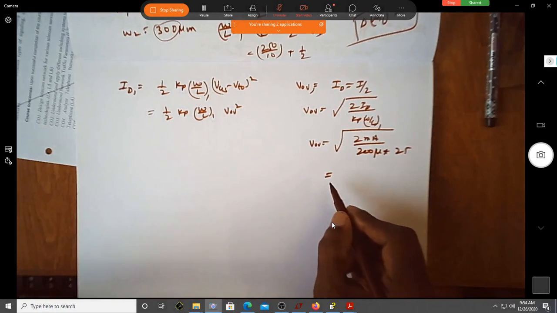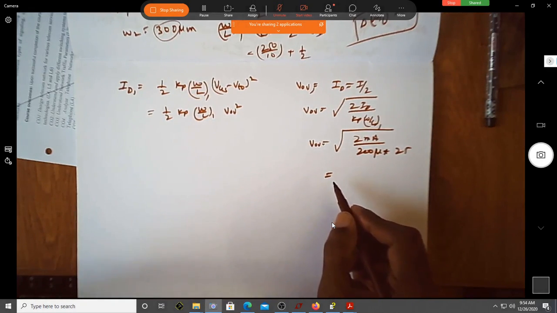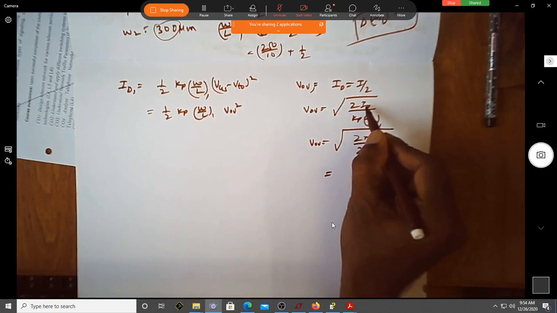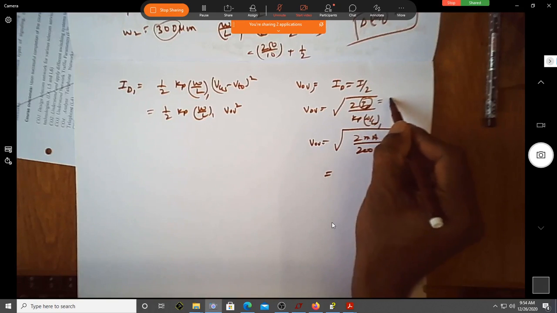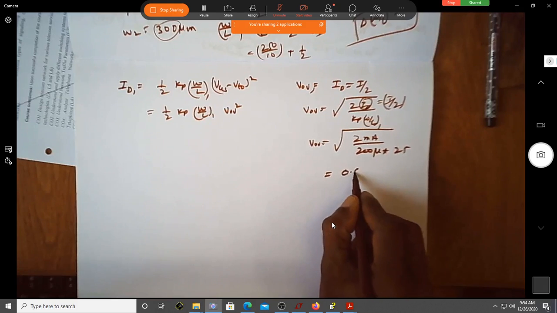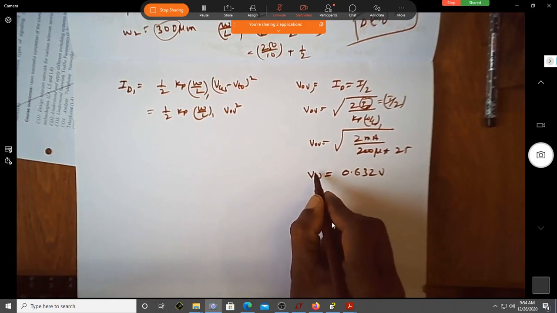One of you give me the value of VOV. Oh, come on, man. This is 2 ID. What is ID? ID is equal to I by 2. This is 1 milliampere. 1 into 2 is 2 milliampere, no? 0.632 volt is the overdrive voltage.